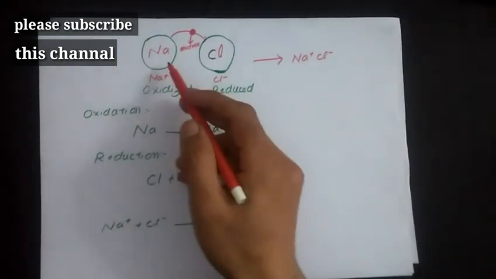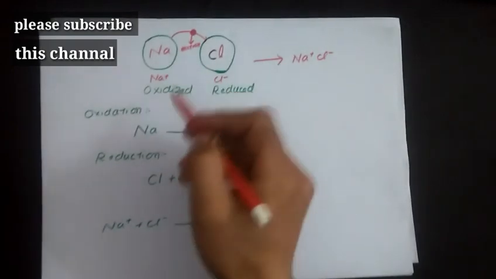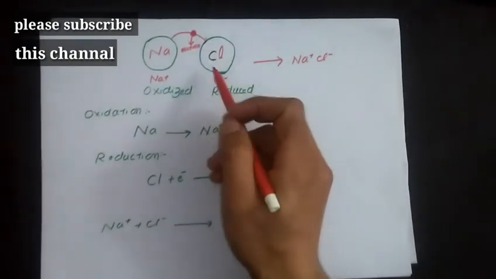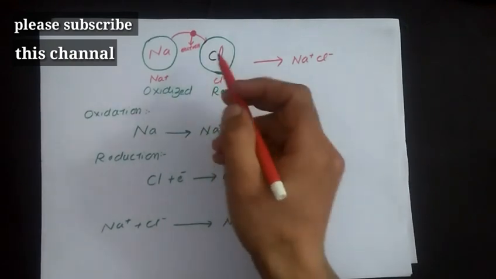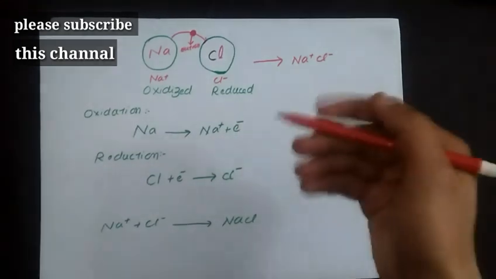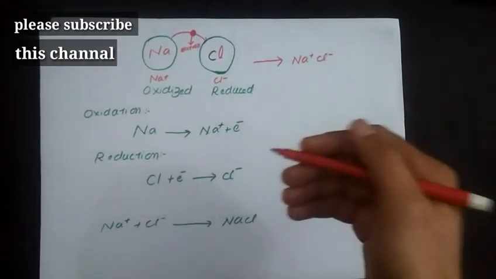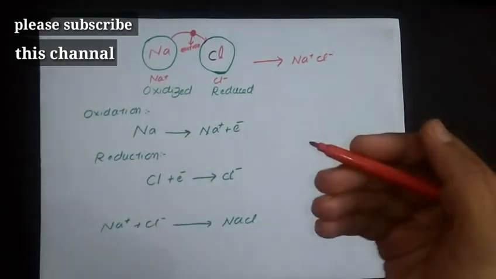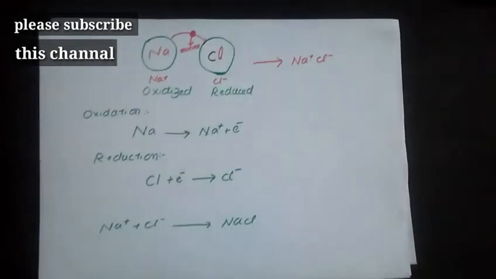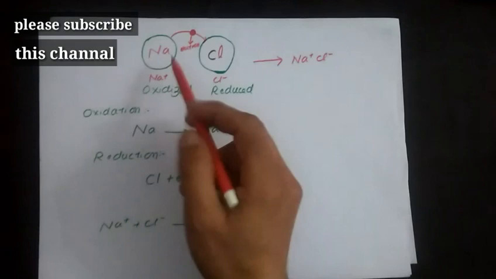So here when sodium loses electron, it will get oxidized. It will have a positive charge, right? While here chlorine will gain those electrons. So when something gains an electron, it will get reduced. We already defined what is reduction. It's basically the gain of electron, right? So here chlorine will get reduced and have a negative charge, right?